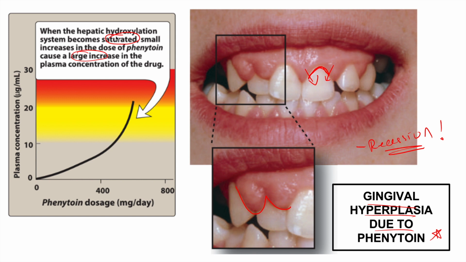So when the liver gets tired of metabolizing phenytoin, even the smallest increase in the dose of phenytoin can lead to large effects because it saturates in plasma. So it has this graph right here.